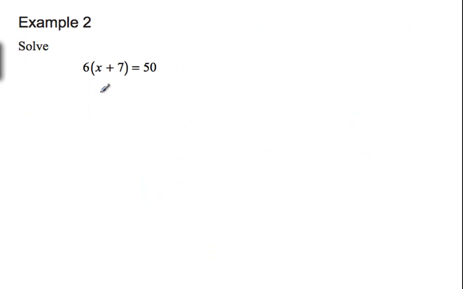Example 2. Solve 6 times bracket x plus 7 close bracket equals 50. So again, first we will expand. So 6 times x gives us 6x, and 6 times 7 gives us plus 42. And that equals 50. So 6x plus 42 equals 50.